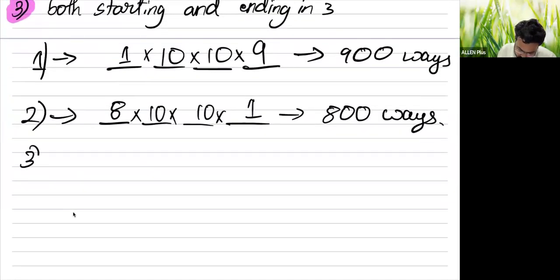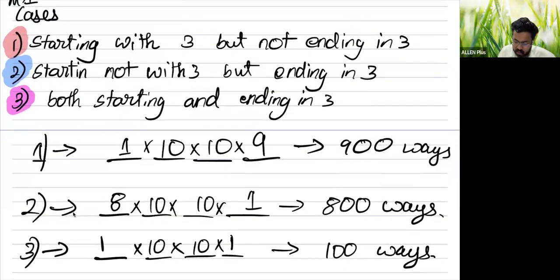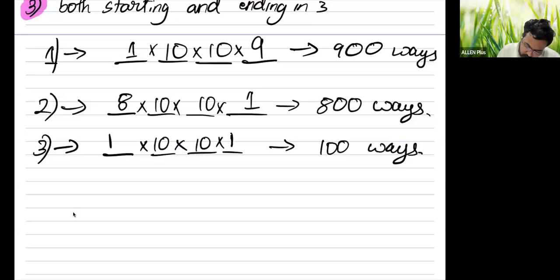And finally, if you start and end in a 3, both of them have one way and the middle digits can arrange in 100 ways. So this becomes 100 ways. You have to realize that each of these cases are independent of the other cases. They are disjoint sets. Disjoint means they don't have any pairwise common intersection region. All are separate regions. And if you add them all up, you will get your full answer, 1800.